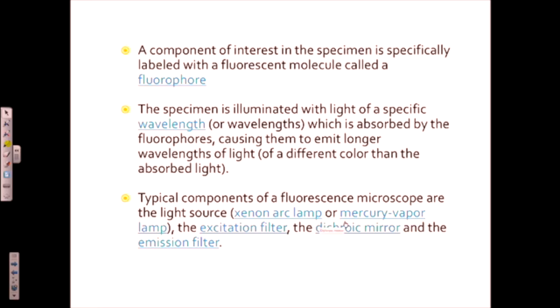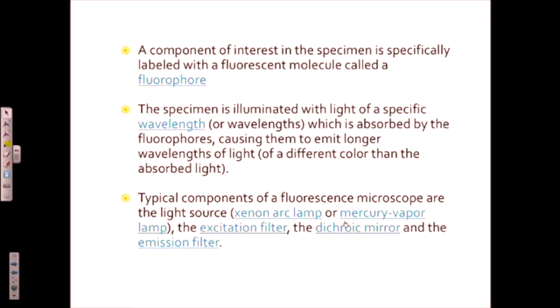So a component of interest in the specimen is specifically labeled with a fluorescent molecule called a fluorophore. One of the greatest examples of a fluorophore is GFP, the green fluorescent protein. This protein was isolated from a jellyfish, and it's popularly used as a fluorophore. The specimen is illuminated with light of a specific wavelength, which is absorbed by the fluorophore, causing it to emit longer wavelengths, which I've already told.